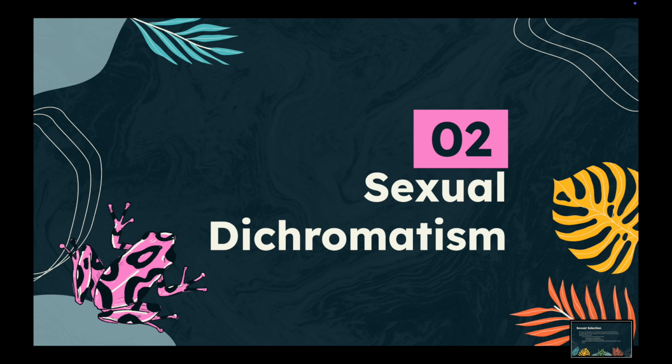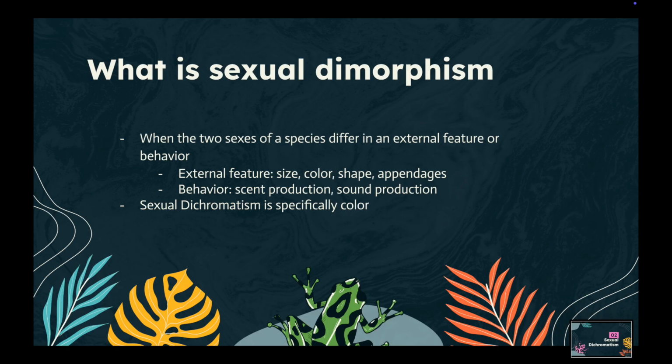dichromatism in frogs. Sexual dimorphism is when the two sexes of a species differ in an external feature or behavior. An external feature could mean the size, color, shape, appendages. Behavior could be scent production, sound production, like bird mating calls. But we will be focusing specifically on sexual dichromatism, which is a difference in color between the sexes of the species.